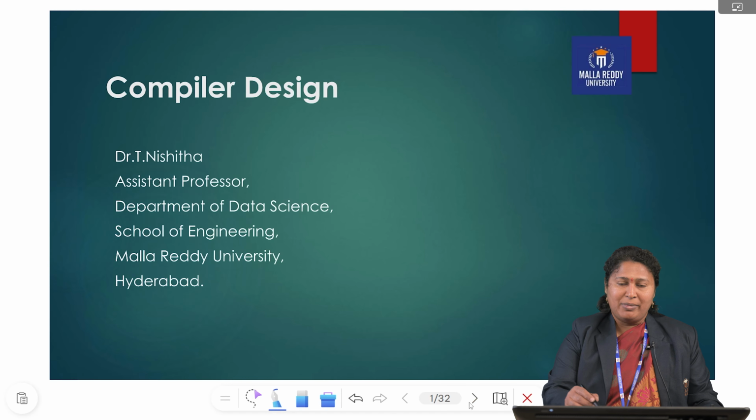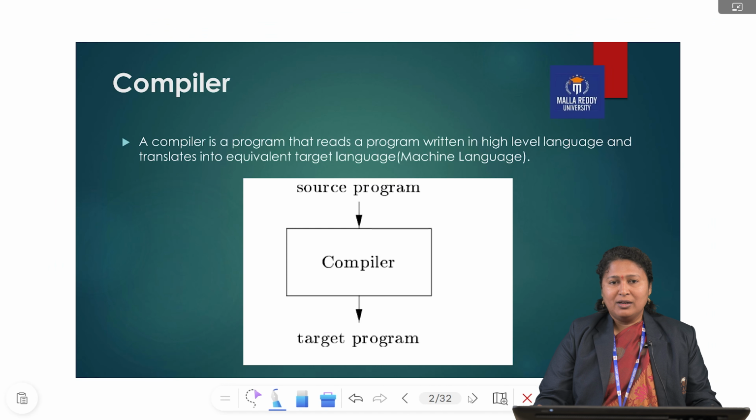So we know what is a compiler. What is a compiler? A compiler is a translator which converts or translates high-level language to machine understandable language. So the input to the compiler is the source program, and the compiler performs some operations, and the output of the compiler is the machine code, language understandable by the machine.